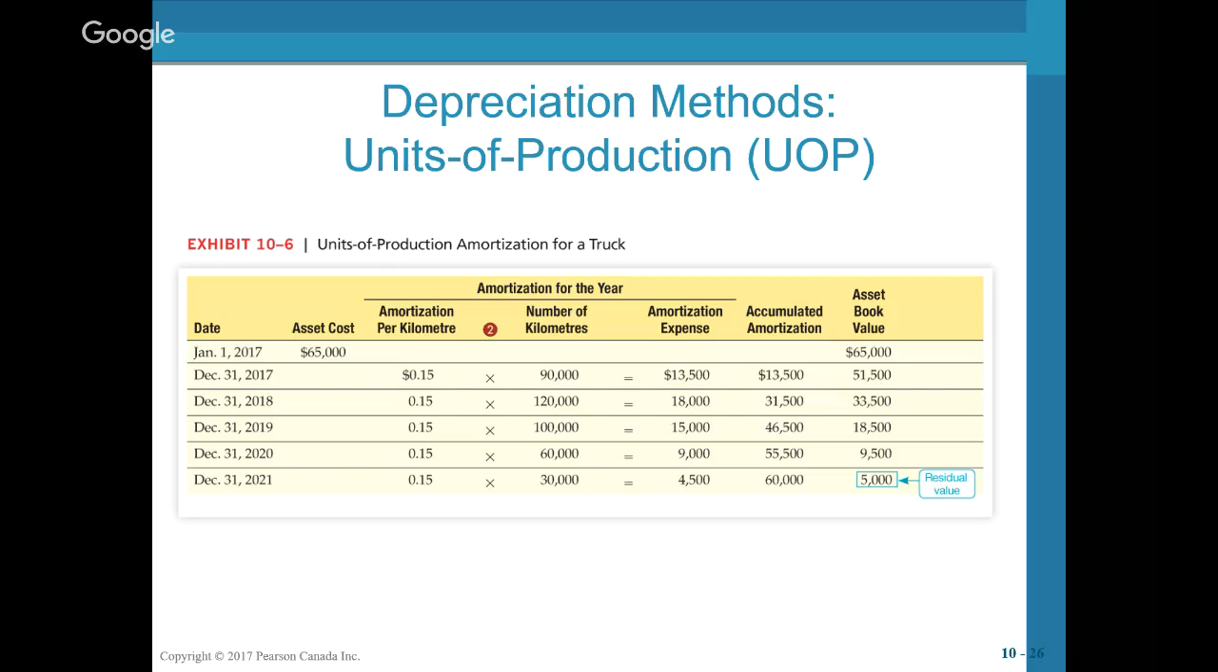In this particular instance, it worked perfectly, right? 15 cents times 30,000 gave us 4,500. But what if the number of kilometers driven in that last year were only 20,000? We would still record 4,500 as our depreciation expense. Okay, so that is a little bit tricky.